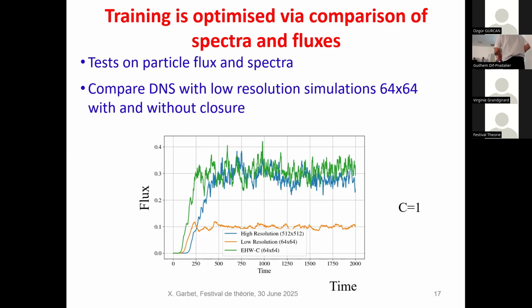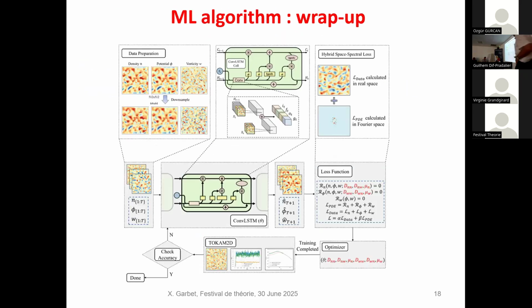The green one is low resolution LES with closure, and the other one is LES with no closure. Of course, that performs very, very poorly. I'm going to move on, but this is the final thing. To wrap up, the last step is that if you're not satisfied with this comparison, you train again over and over. At the end, I didn't do the job myself, as I said, but I think it's a lot of time in terms of parameter tuning and so on.